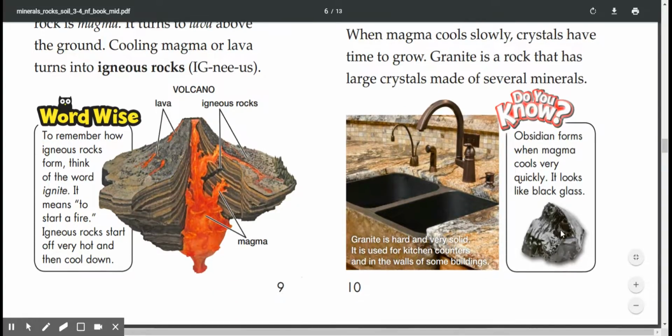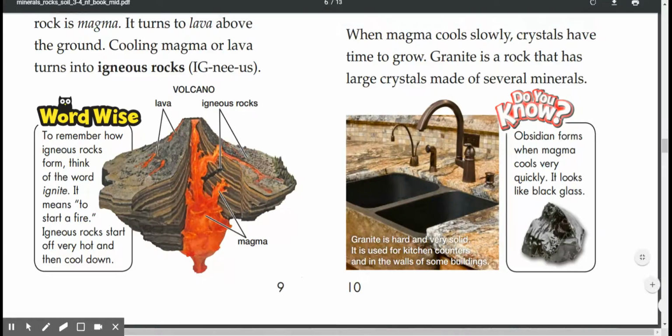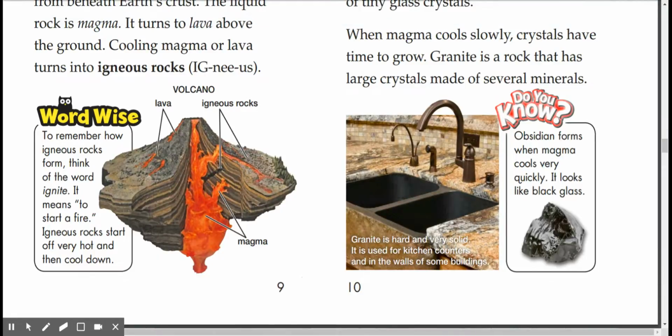And then we have obsidian. I don't know if you've ever seen this. It's very black. It almost looks like glass. It's cool. It's formed when magma cools extremely quickly. Like, the lava comes out and cools just like that.